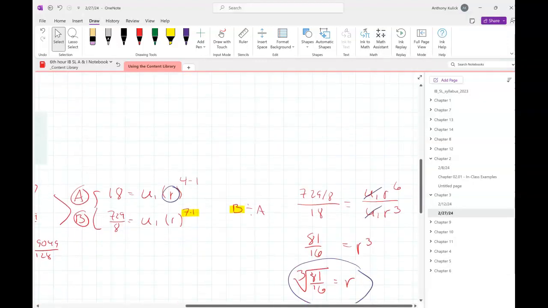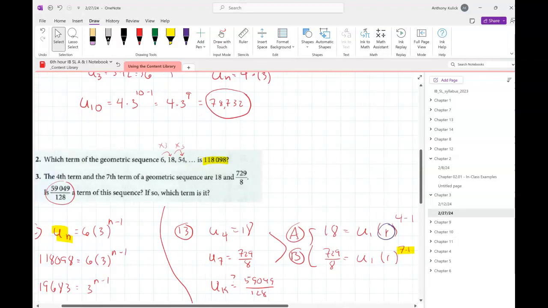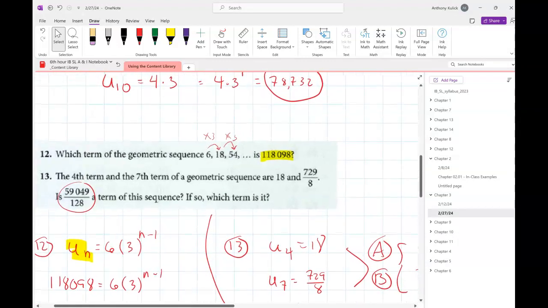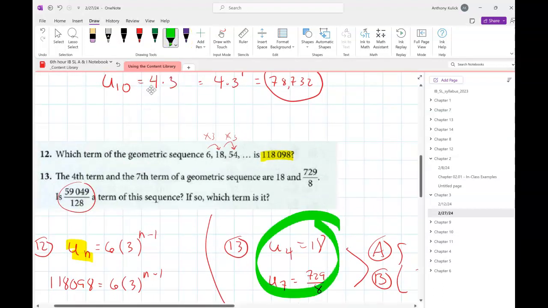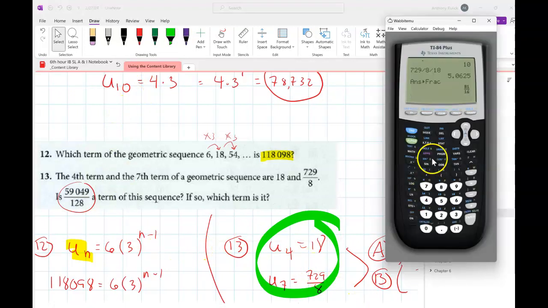So I'm going to go back to the very beginning part of this problem, and I'm going to look at this piece right here. Instead of thinking about that as two terms of a sequence, I'm going to think about it as 2 points, where the x-coordinate for the first equation is 4 and the y-coordinate is 18. And the x-coordinate for the second equation is 7 and the y-coordinate is 729 over 8. Is everybody okay with how I'm seeing that?